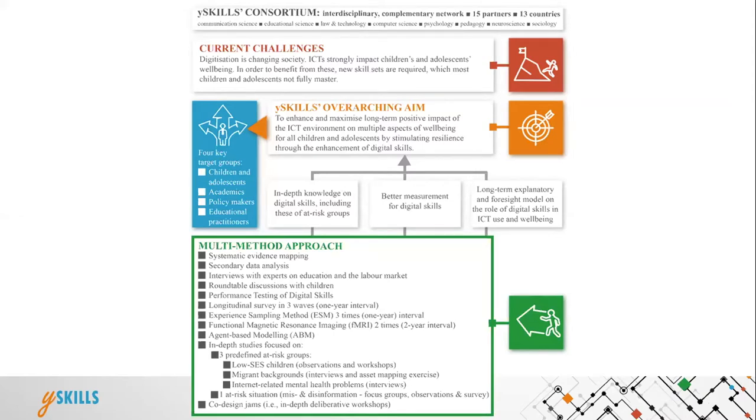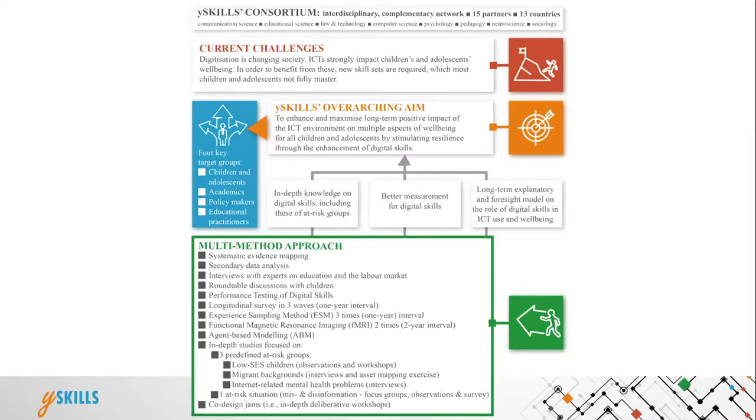So we started from the observation that compared to, say, a decade ago, ICT use has become far more omnipresent, but that there is still a great variability in the ICT behaviors of Europe's young people. This means that for too many of them, there is still a serious digital skills deficit. And in order to understand why and how some benefit from ICT use, while others seem to be impacted negatively, more research on the role of digital skills is crucial. And therefore, the overarching aim of ySKILLS is to enhance and to maximize long-term positive impact of the ICT environment on multiple aspects of well-being for all young people through the enhancement of digital skills.